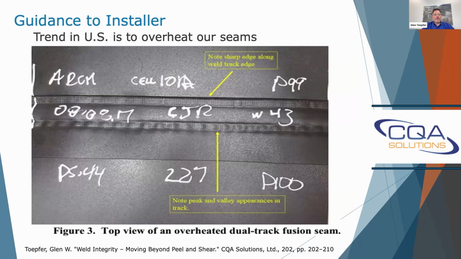This is an illustration, a sample, probably out of that same geomembrane or pretty close to it, where it just shows, this was part of a paper I did on this, the overheating. You can see a severe ridge. I mean, that's indented. There's a thickness reduction there.